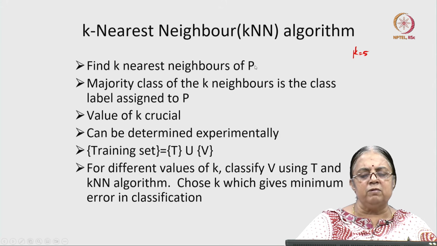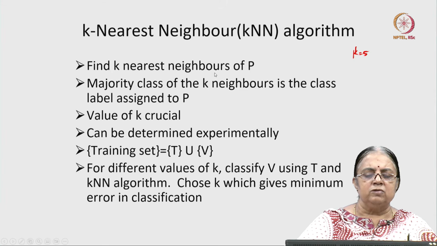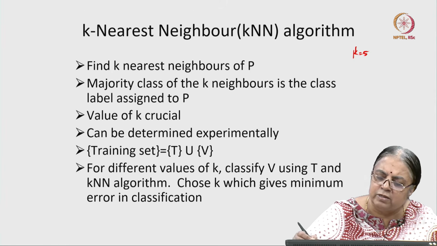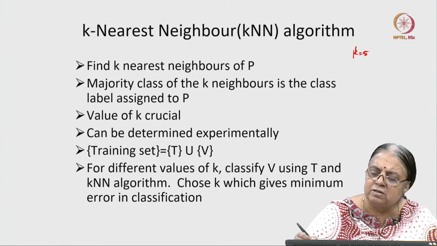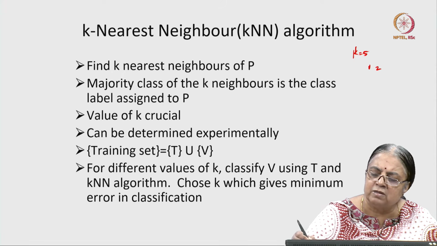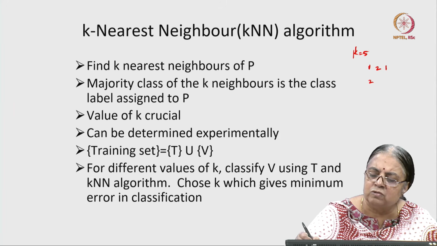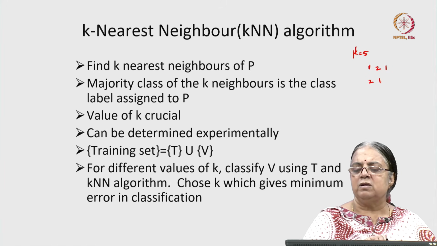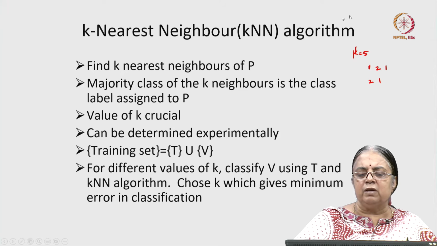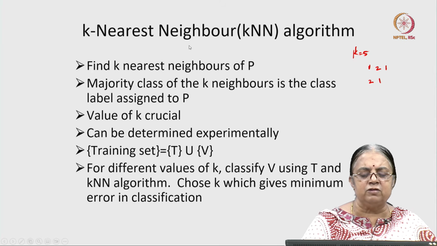If you have a pattern P, you find the k nearest neighbors of P and take the majority class of these points. Suppose I have 5 points and 3 classes, and the first neighbor has class 1, the second neighbor has class 2, the third neighbor again has class 1, the fourth neighbor has class 2 and the fifth neighbor again has class 1. Then the majority will be class 1, so you put it as belonging to class 1.